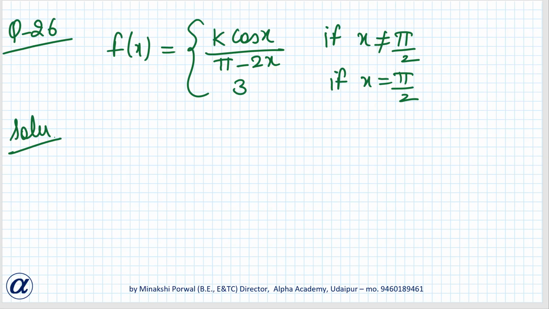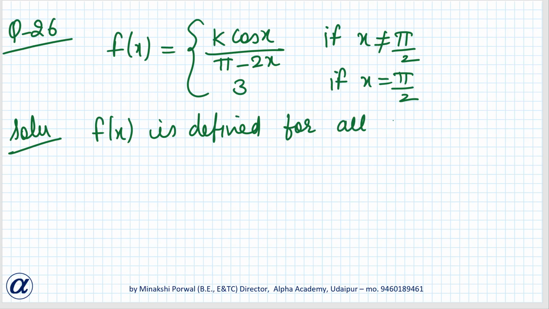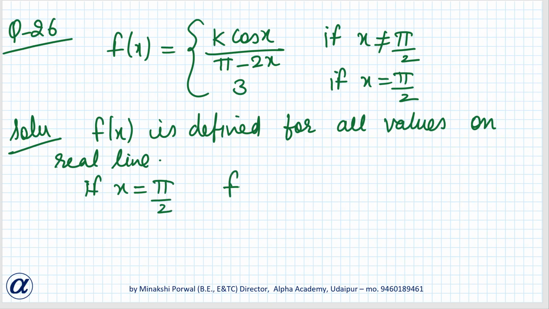So f(x) is defined for all values on the real line. Now if x is equal to pi by 2, the value of the function is 3, so f of pi by 2 is 3.